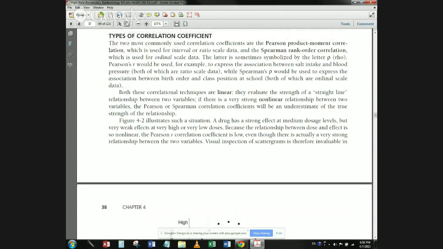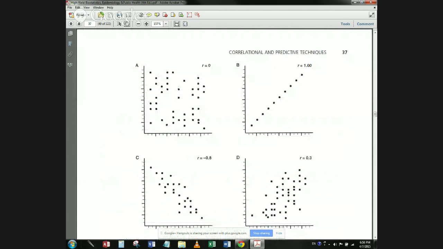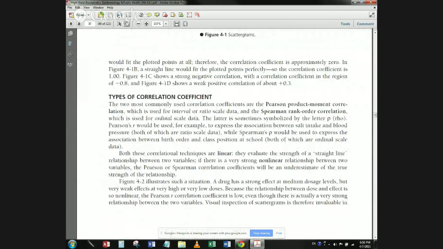Types of correlation coefficient. The two most commonly used correlation coefficients are the Pearson product moment correlation, which is used for interval or ratio scale data, and the Spearman rank order correlation, which is used for ordinal scale data. The latter is sometimes symbolized by the letter rho.